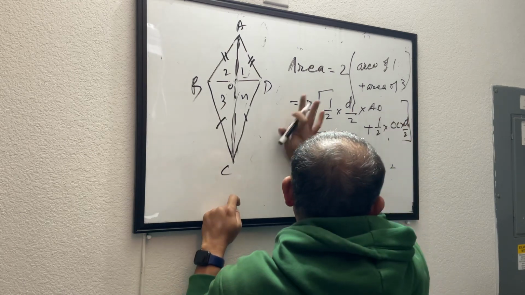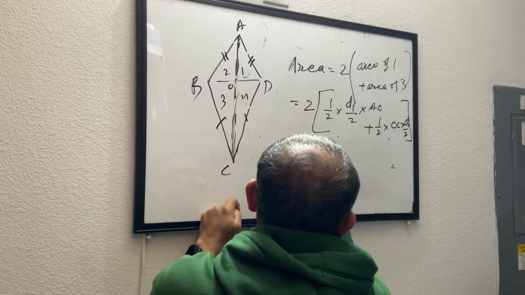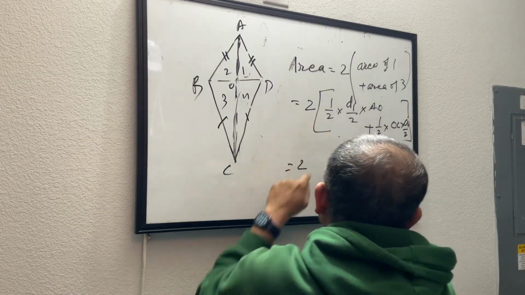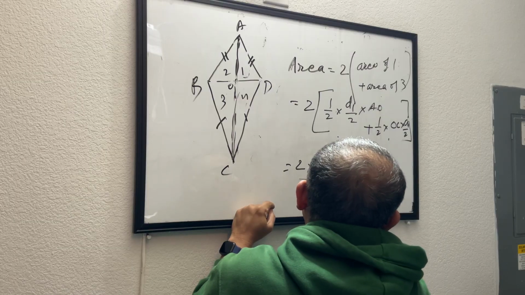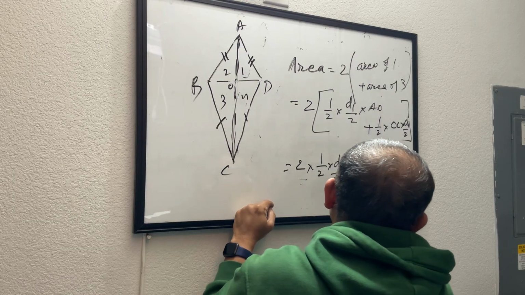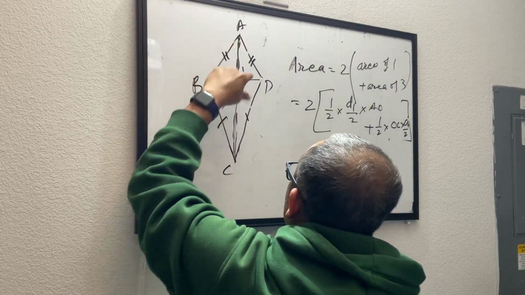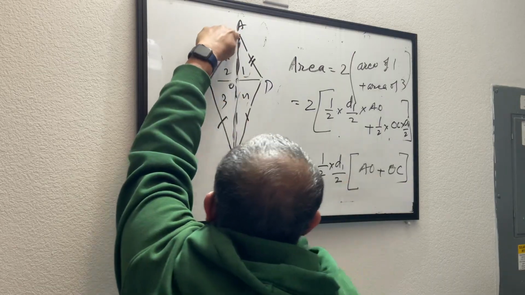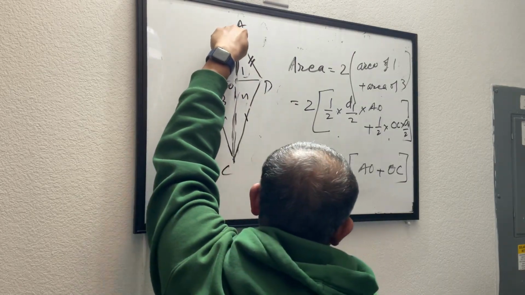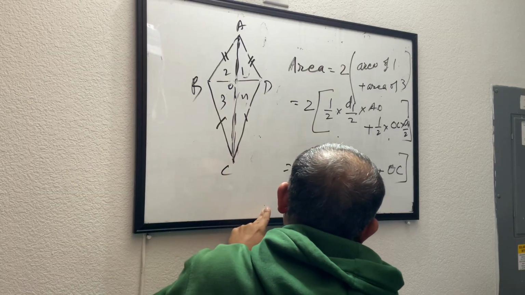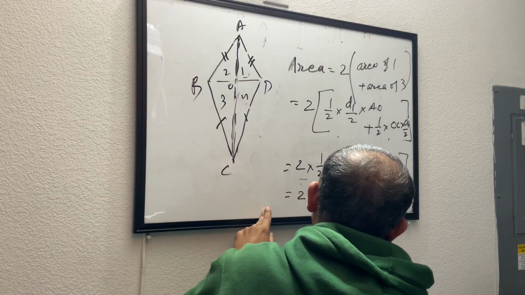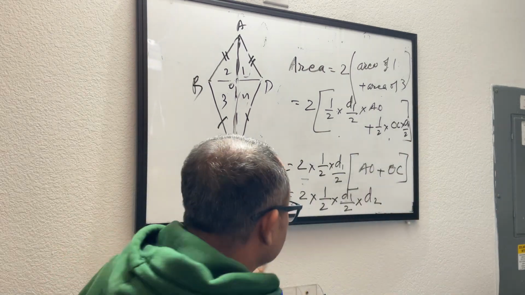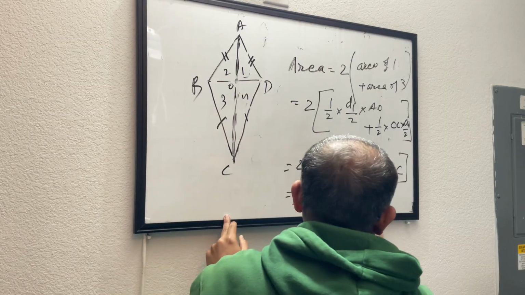So from this, what you see is it will be 2 times, and what is common here? Half into D1 by 2, half into D1 by 2. So let's take half into D1 by 2 common, and then we are left with AO plus OC. AO plus OC is nothing but the second diagonal. So this became 2 into half into D1 by 2 into D2, which is D1 into D2 by 2.